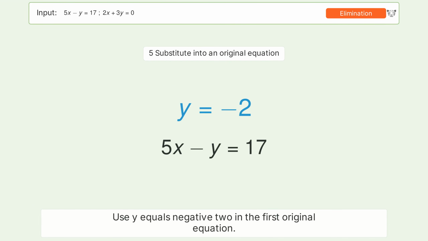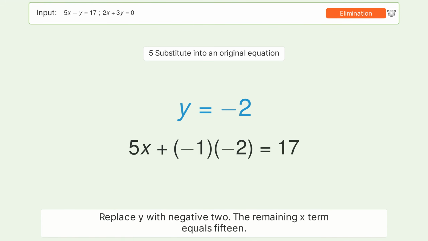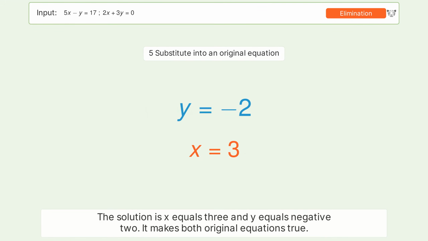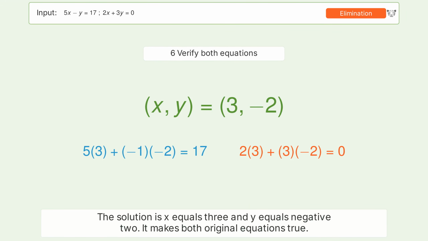Use y equals -2 in the first original equation. Replace y with -2. The remaining x term equals 15. Divide both sides by 5. X equals 3. The solution is x equals 3 and y equals -2. It makes both original equations true.